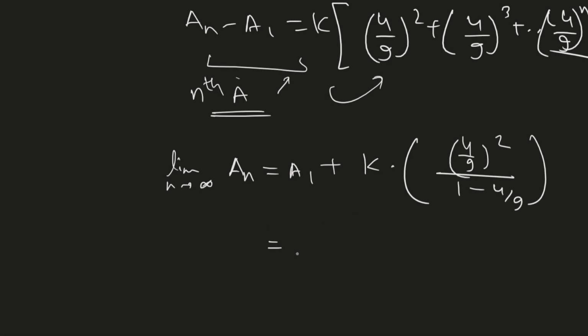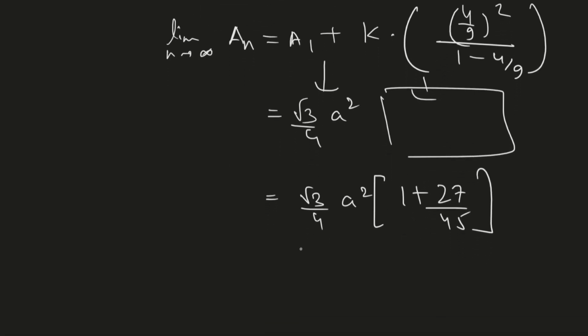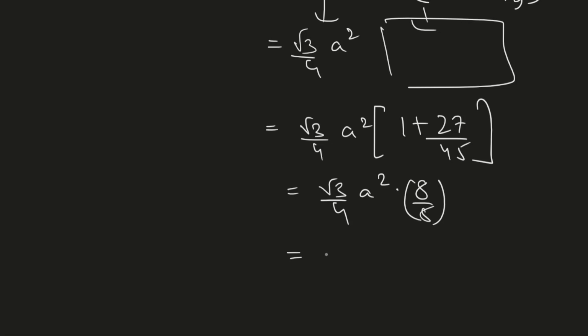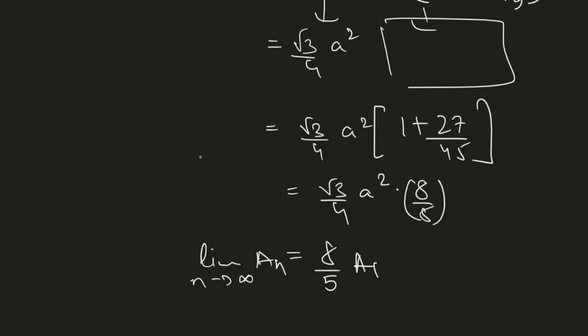So if I just put this as root 3 by 4 a square and compute the values of this, I would be left with root 3 by 4 a square times 1 plus 27 by 45, and this would just compute to be root 3 by 4 a square times 8 by 5, which is just 8 by 5 A1. This is An as limit n tends to infinity. So that's what I had to prove, and we have done it.